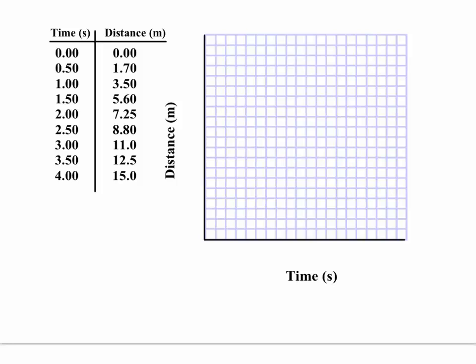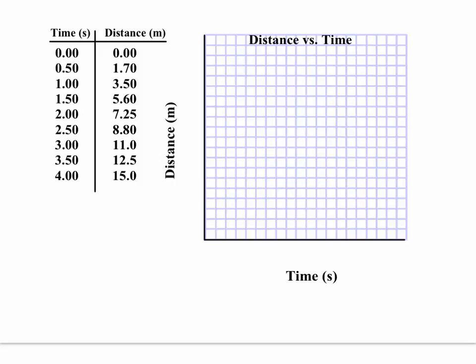Now, any graph that you make in physics will need a title. When we title our graphs, we follow a format. Okay, the format that we're following is whatever we plot on the vertical axis versus whatever we put on the horizontal axis. So, because we've got a distance and time graph, the title of our graph literally is distance versus time.